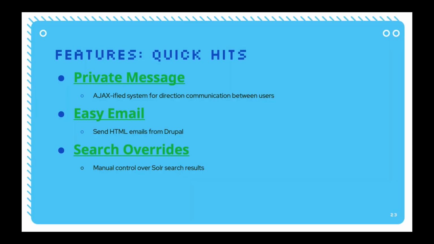All right, if you move on to the next slide. Some other things that can be really useful in a Drupal website. Private message is a very robust system that can use a Node.js application to accelerate the process of managing private messages between users. So there's very sophisticated technical infrastructure if you need something that's going to be used at scale.